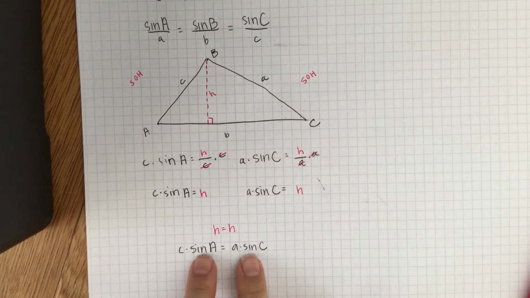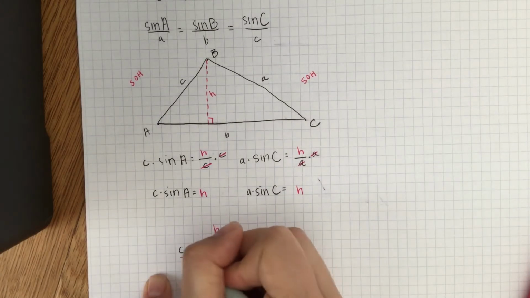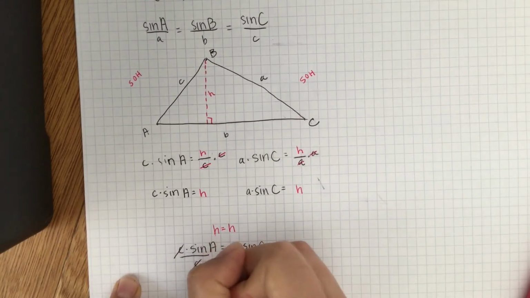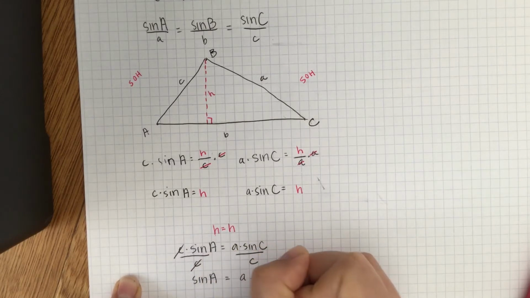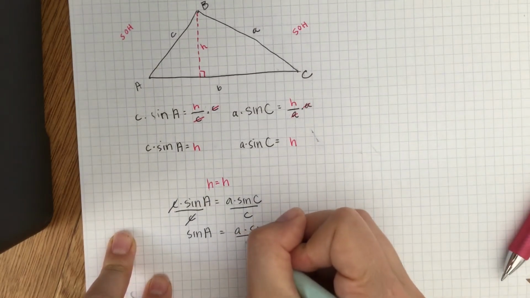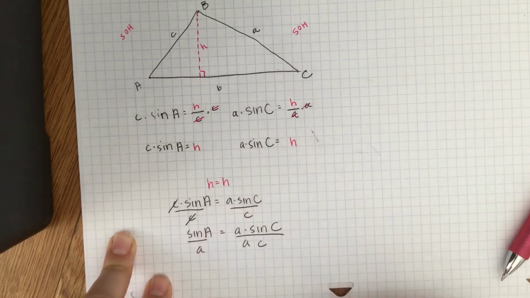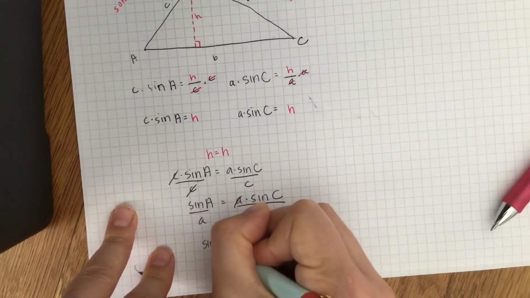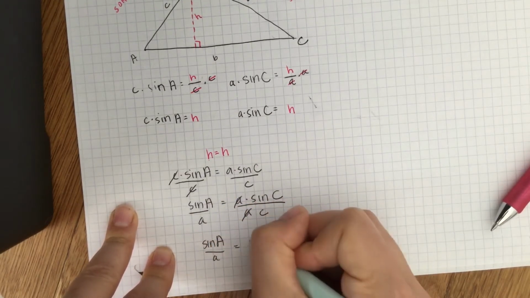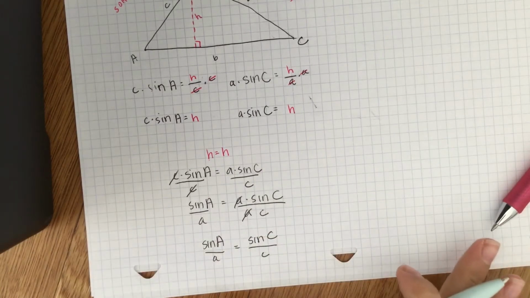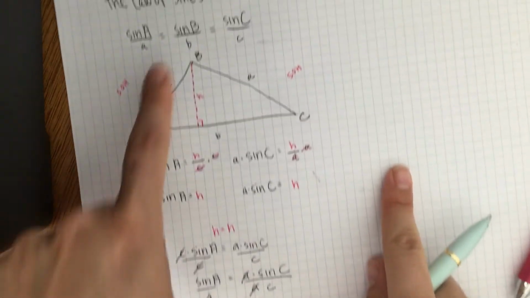And here, if I want to get sine of angle A by itself, I'm going to divide both sides by C. So this cancels. So we have sine of angle A is equal to A times the sine of angle C over C. And then if I want to get rid of A on this side, I divide because it's being multiplied. So we put it in the denominator. What I do to one side, I do to the other. So that cancels over there. And we get sine of A over A equals sine of angle C over C. And that's one step.